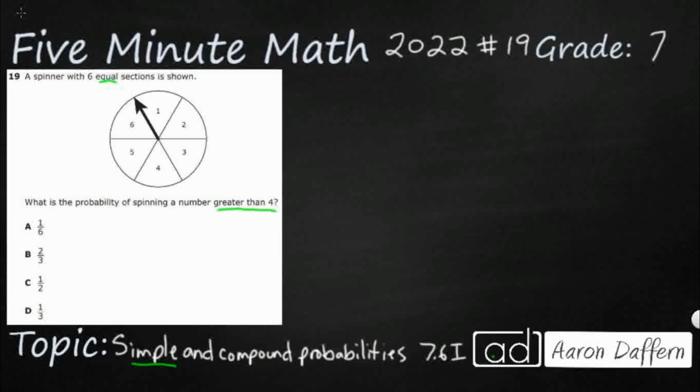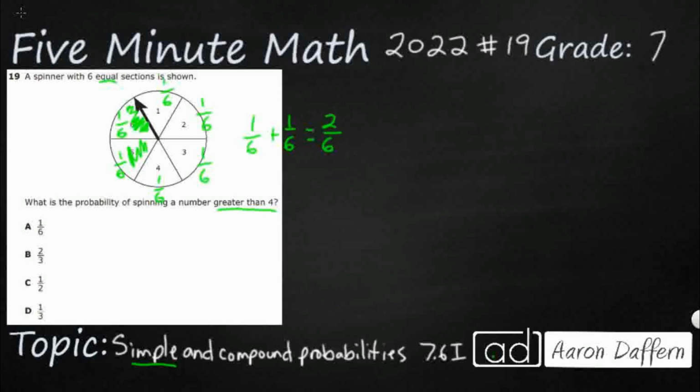Well, let's put fractions on each of these here. All right, so each of these are going to be 1/6. So here's my unit fraction since there's 6 equal parts. And if I need to spin a number greater than 4, well, which numbers are greater than 4? I've got my 5. I've got my 6. So that's it. So 1/6 plus 1/6, it's going to equal 2/6.